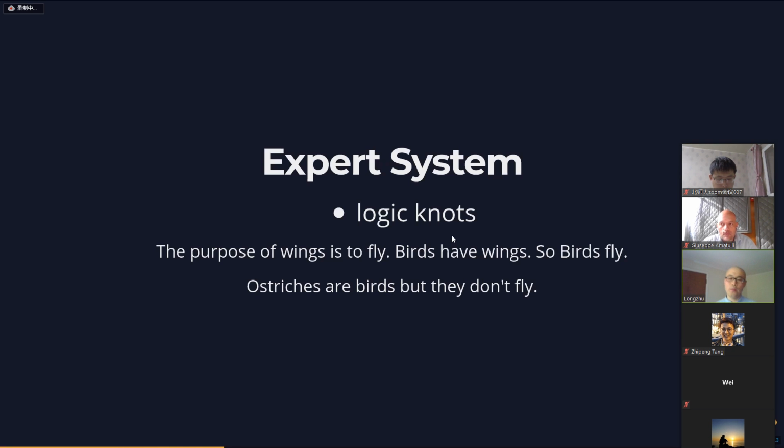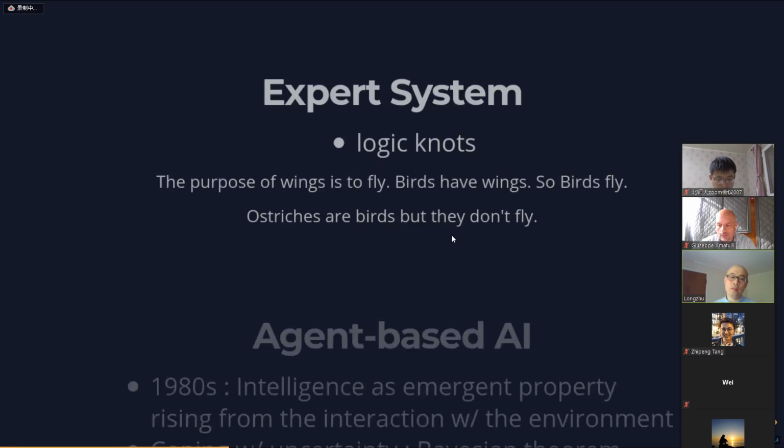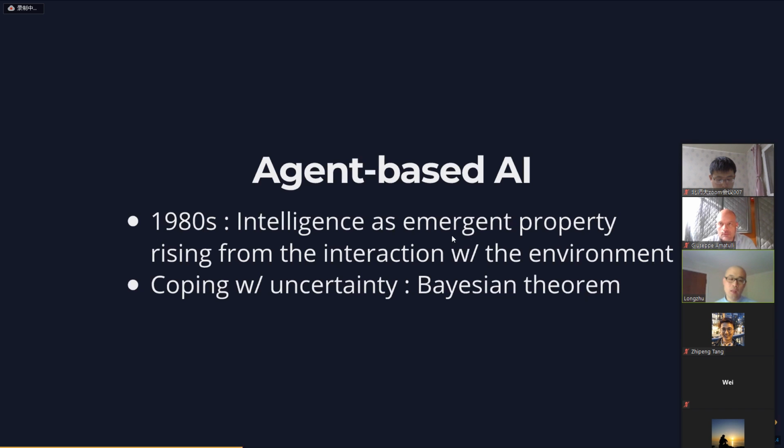Then came the 1980s. It was pretty much driven by the development of robotics. People viewed intelligence as an emergent property. That means it's some kind of consequence of the interaction with the environment. So that's a new age for AI. It's actually called agent-based AI.